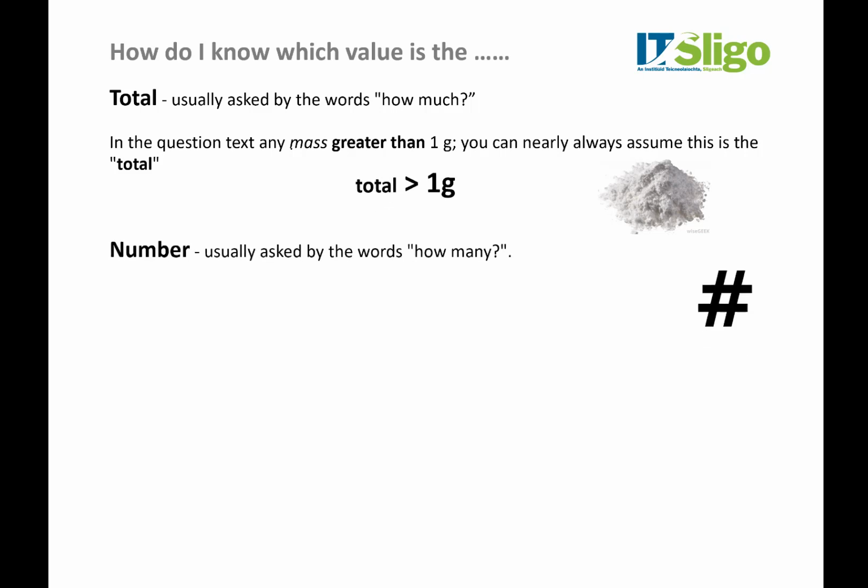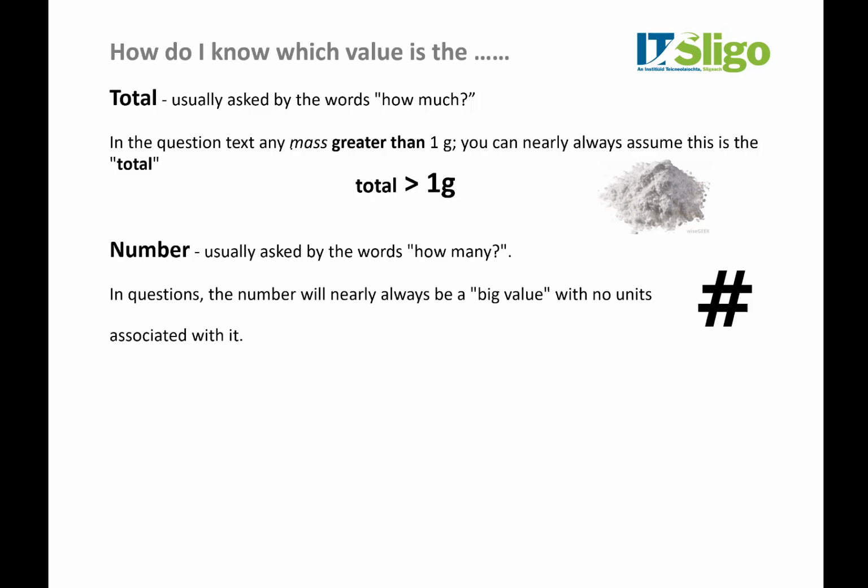Then, guys, the number, usually how many tablets can be made from 20 kilos of amphetamine divided into 2 microgram doses. If the number is given in a question, usually it'll be a big value, either in words or numbers, and there'll be no units, there'll be no milligrams, micrograms, grams, kilos associated with it. So that's how you know you're dealing with the number component. There's no units, and if we're looking for the number, usually the question will have how many.